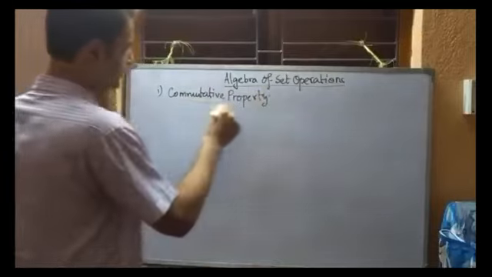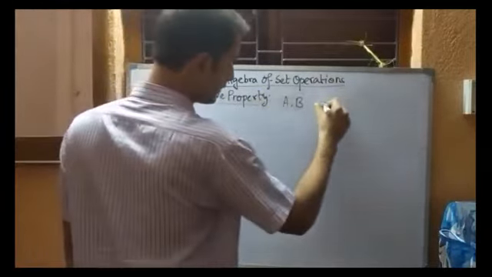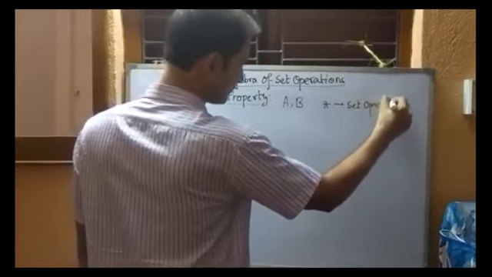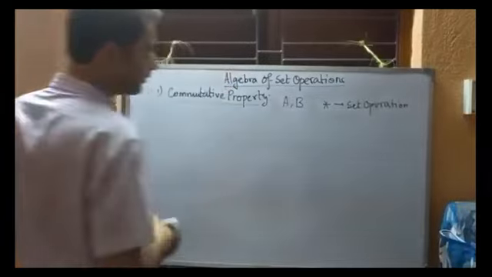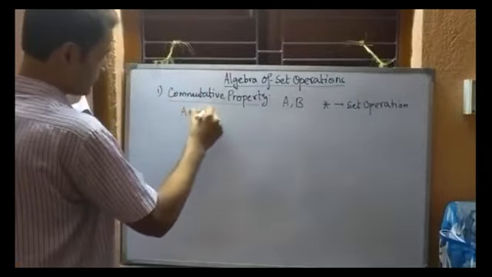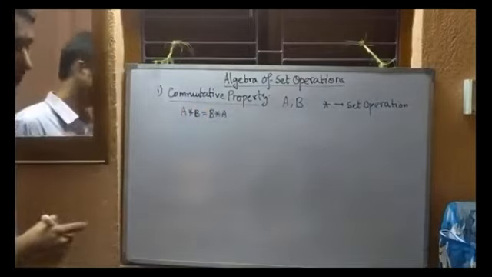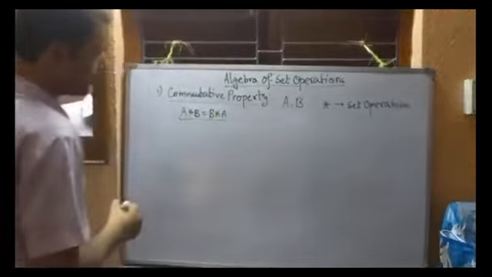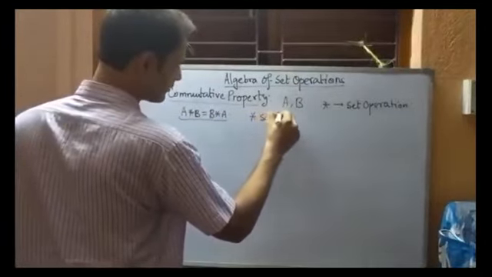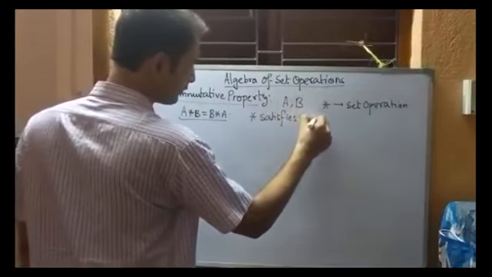It says, suppose you have two sets A and B and any set operation is star, then what we can say is that A star B will be the same as B star A. If this happens, then we say that star satisfies the commutative property.